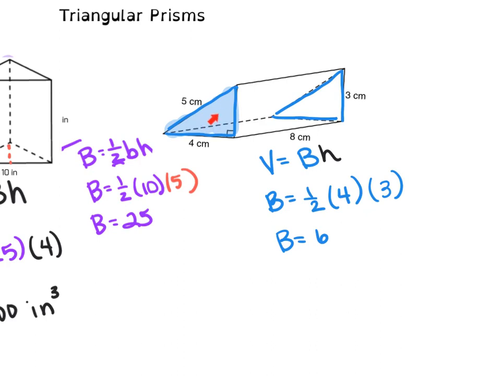So the area of this triangle here is 6, and we're going to stack that area 8 times. So to get the volume is equal to big B, which is 6, times the height, which is 8. And that means that the volume of this triangular prism is 48 centimeters. And again, the unit of measurement needs to be cubed.